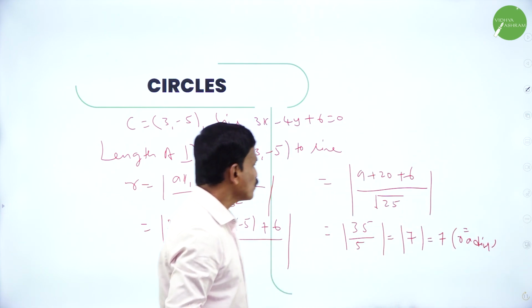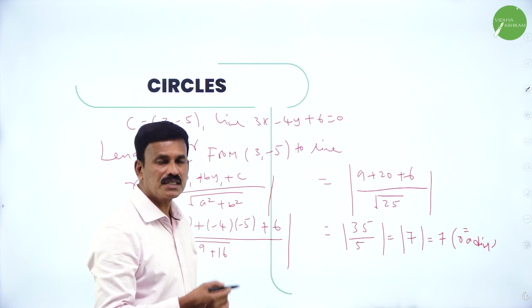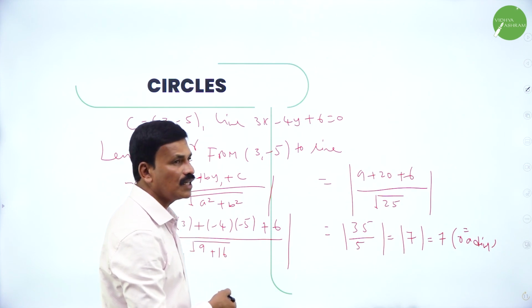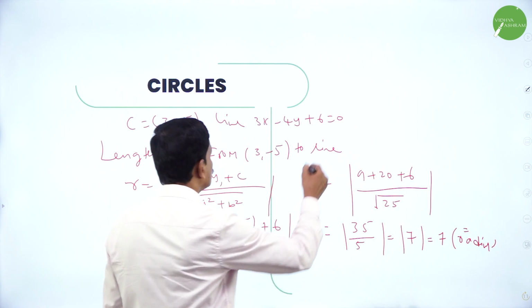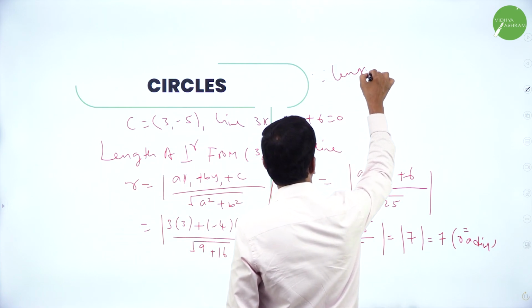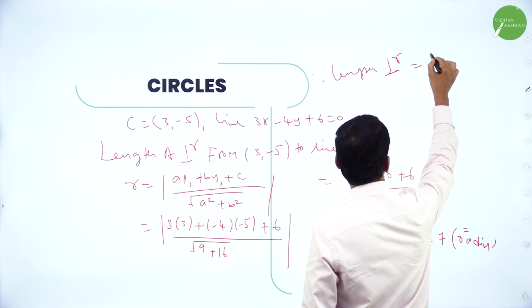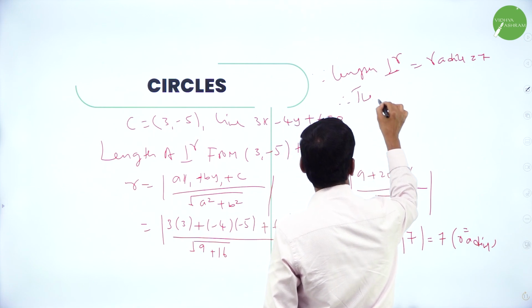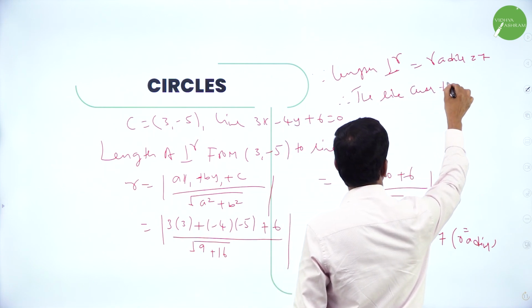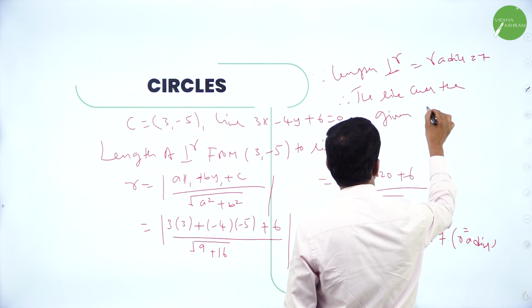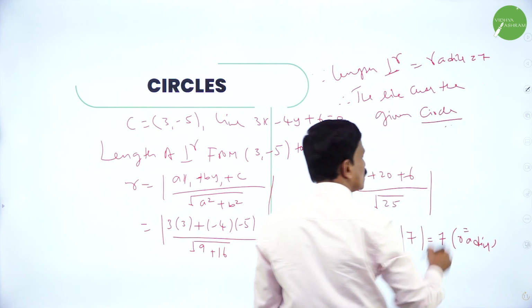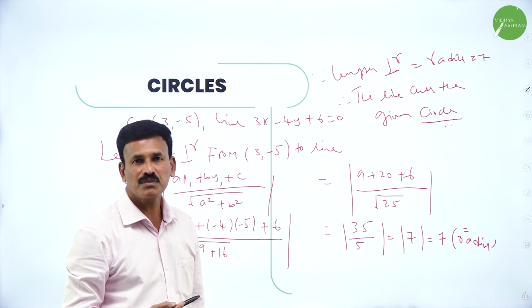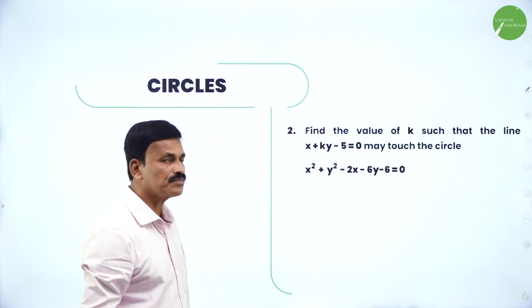So the length of perpendicular from the center to the line is equal to the radius. So therefore, what is the condition? The line will cut the circle. That's it. Since the length of perpendicular is equal to the radius, which is 7, therefore the line cuts the given circle. That's it. This is how we are going to solve for 5 marks, right? Move on to the similar type problem.